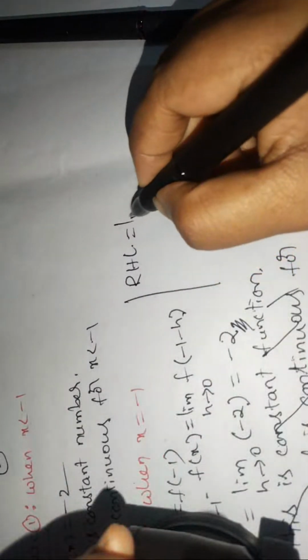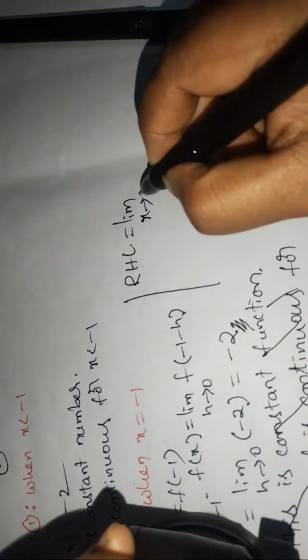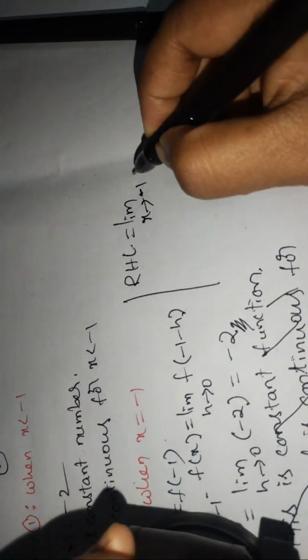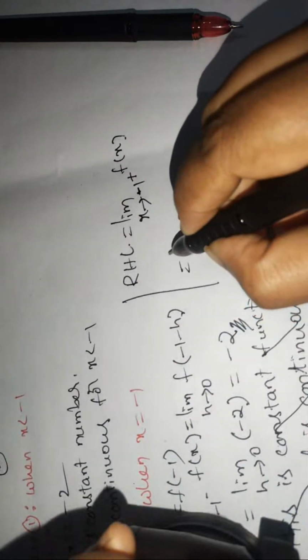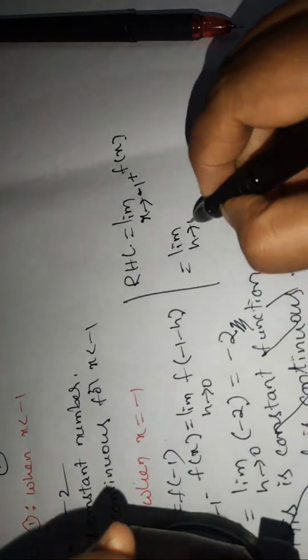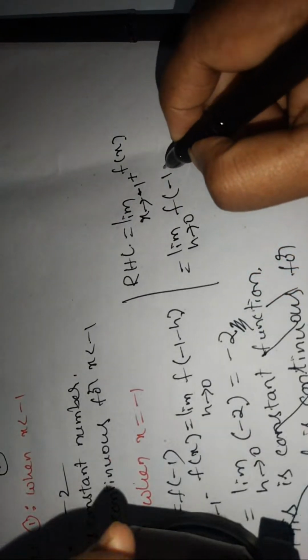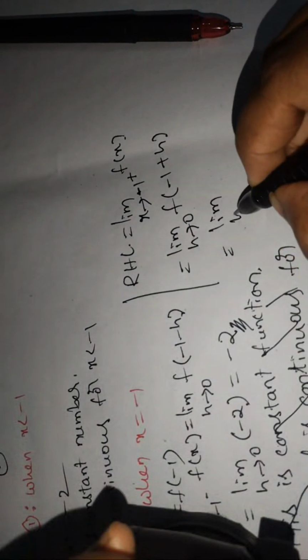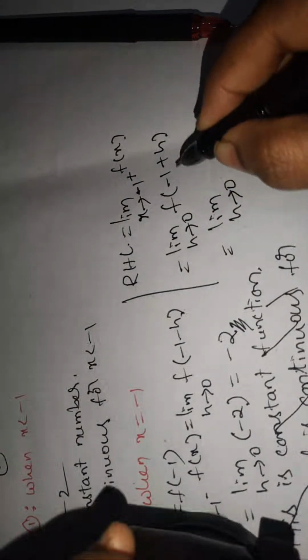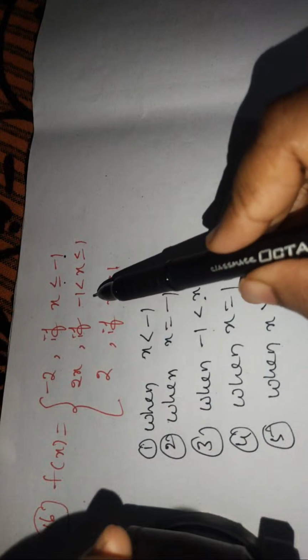So RHL, how can we write the RHL? Limit x tends to minus 1 plus of f of x. So limit, I will start from 0, h tends to 0, f of minus 1 plus h. Now we identify the function for values more than minus 1. Minus 1 plus means more than minus 1. What is the function? More than minus 1, where do we get it? Here. The function is 2x.